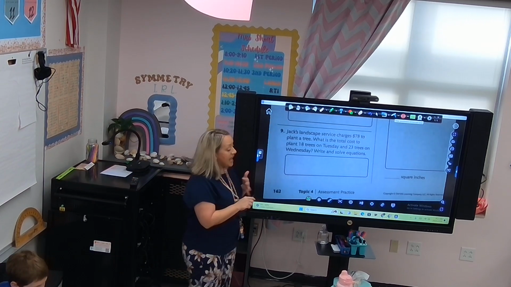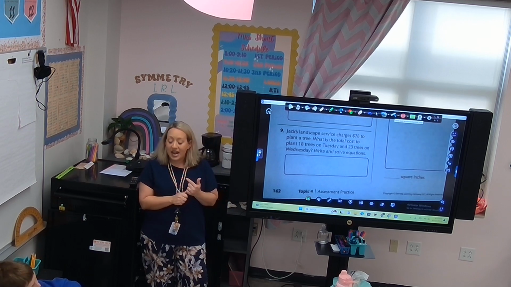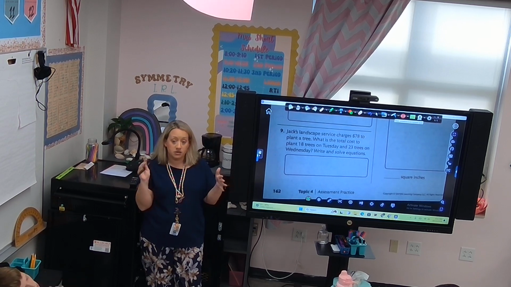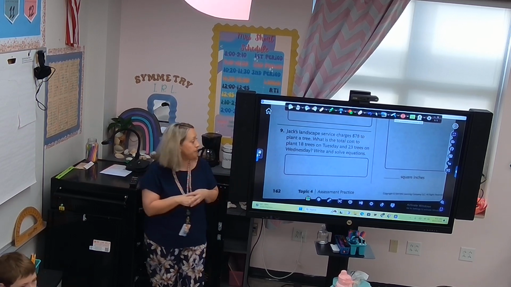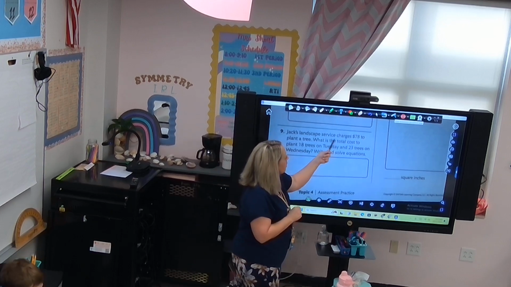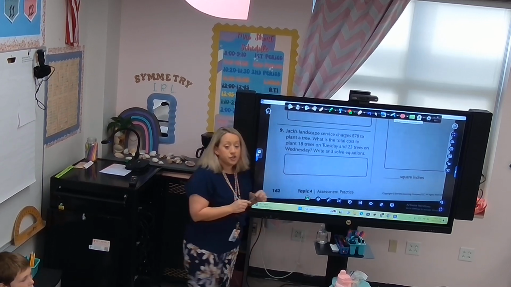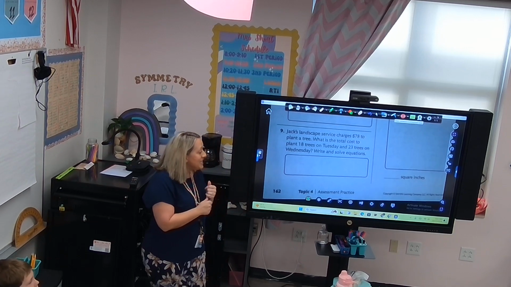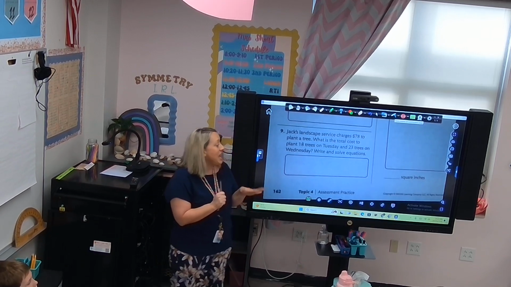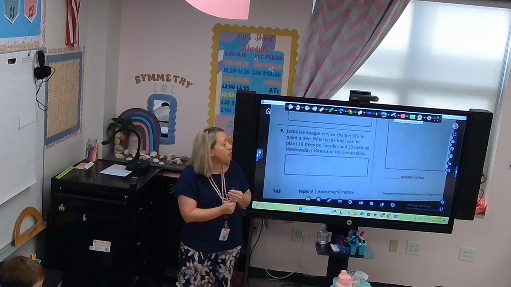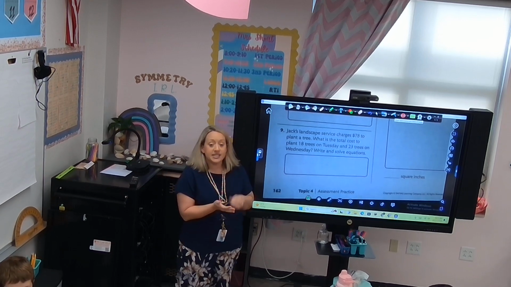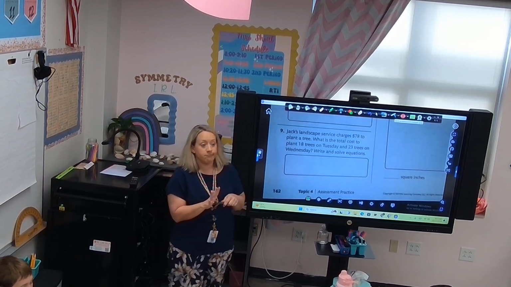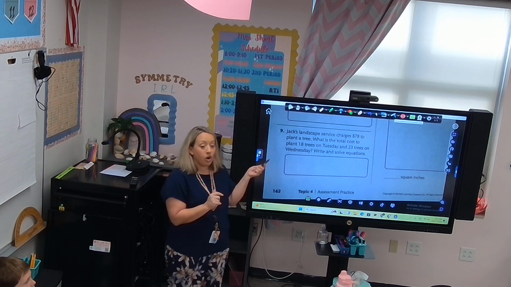Jack's landscape service. Guys, make sure you're not still writing a sentence. I need you to pause. You can go back to this. Jack's landscape service charges $78 to plant a tree. What is the total cost to plant 18 trees on Tuesday and 23 trees on Wednesday? Write and solve equations. What are our equations going to be?